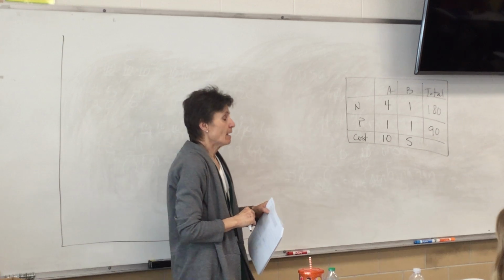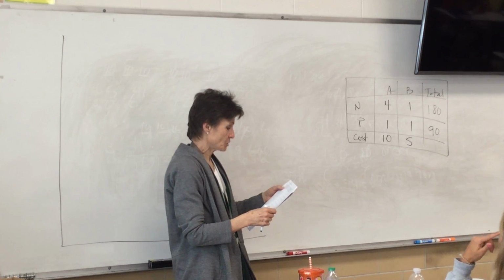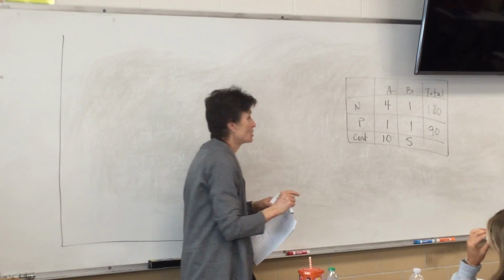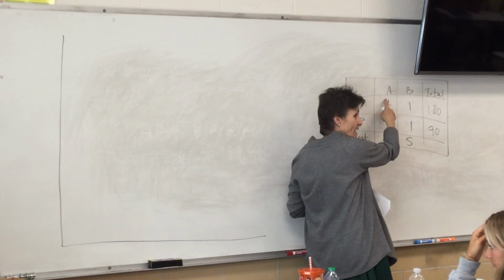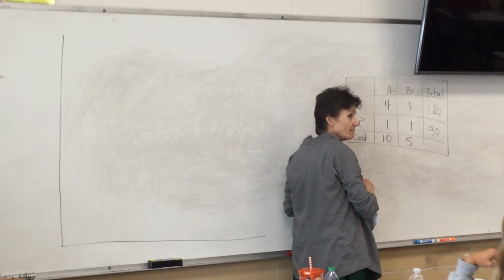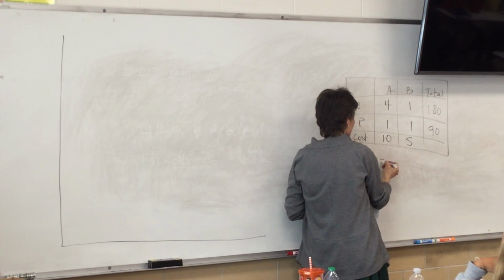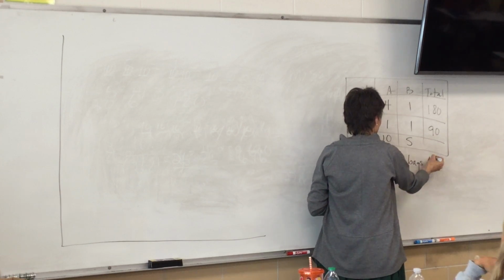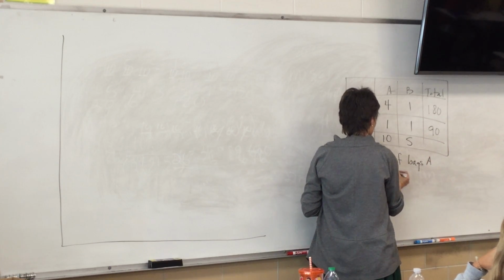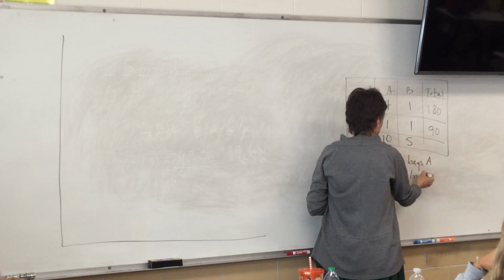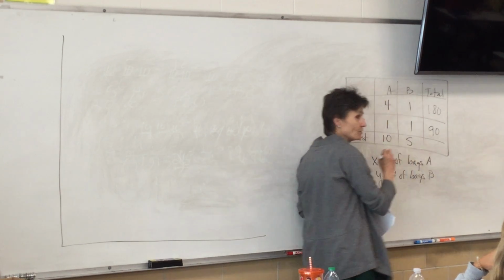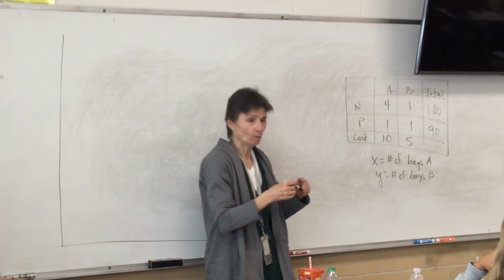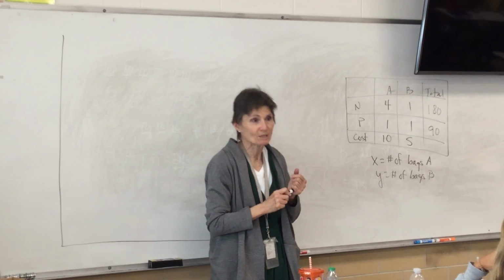All right. Now the question ultimately wants to know how many bags of each brand. So in other words, how many bags of A and how many bags of B, right? So let's let X be the number of bags of A, and Y will be the number of bags of B. Does that make sense to you? Generally speaking, we always let our variable be whatever will answer the question.